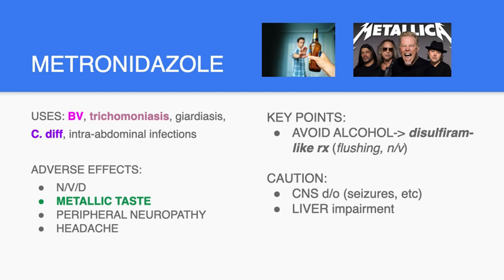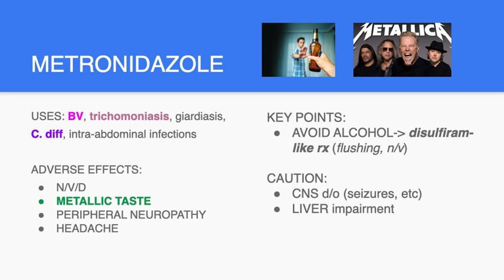Next, we have metronidazole in our bactericidal antibiotics. So metronidazole is primarily used to treat bacterial vaginosis, trich, giardias, C. diff, and intra-abdominal infections. So we don't use this one too much, but if you think of like STDs and abdominal infections, then you would think metronidazole.